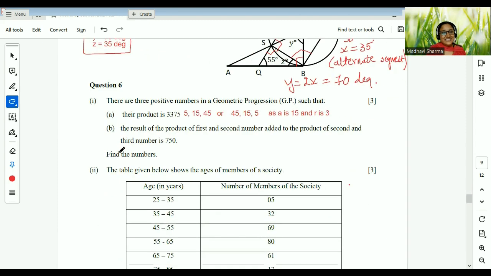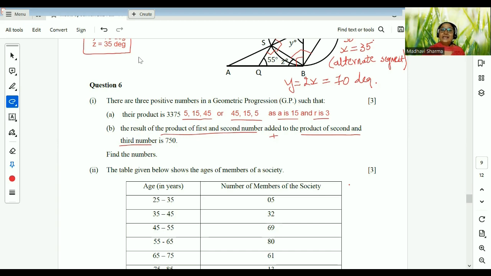Let's go to question number 6. Three positive numbers in GP, their product is 3375. And the product of the first and second number added to the product of the second and the third number, the result is 750. Find the three numbers. Here the answer is 5, 15, 45 or 45, 15 and 5. Reason, A is 15 and R is 3. How? Let me show you.